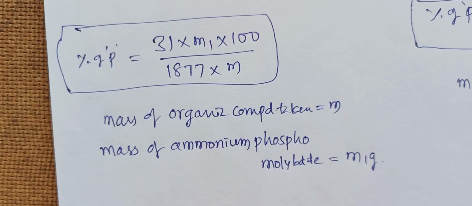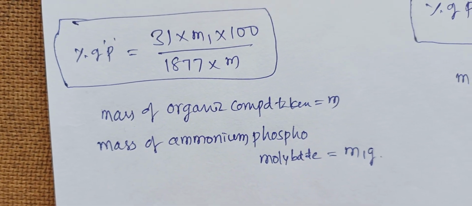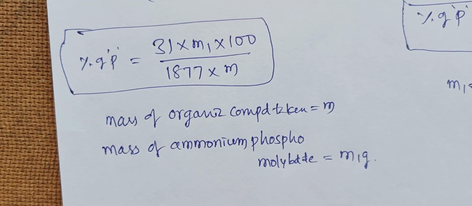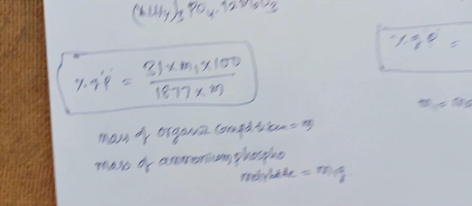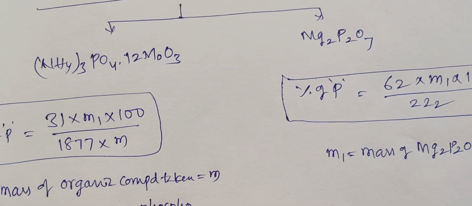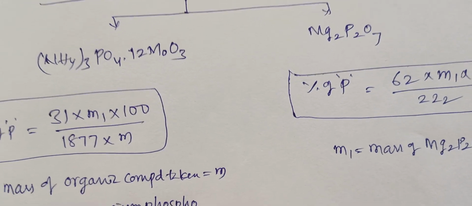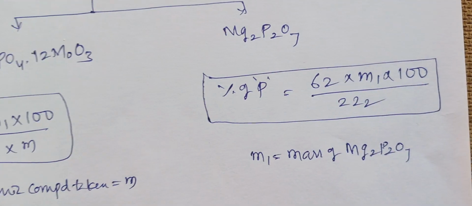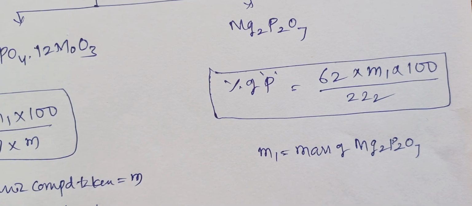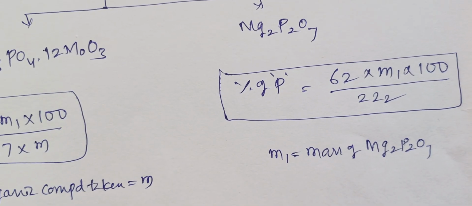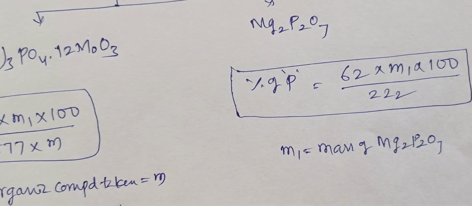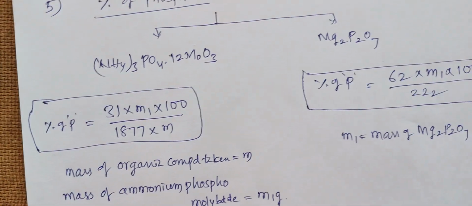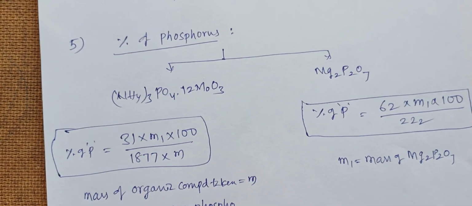Here M1 is the mass of the ammonium phosphomolybdate formed in grams, whereas small m is the mass of the organic compound taken. Next, suppose the same phosphorus is converted to Mg2P2O7, so here M1 is nothing but the mass of Mg2P2O7. We will be using the formula: percentage of phosphorus equals 62 into M1 into 100 divided by 222.